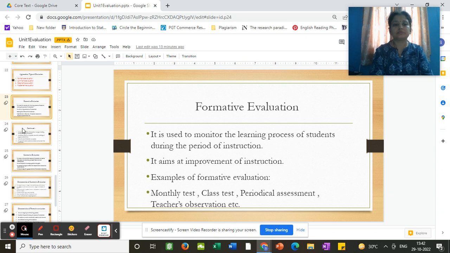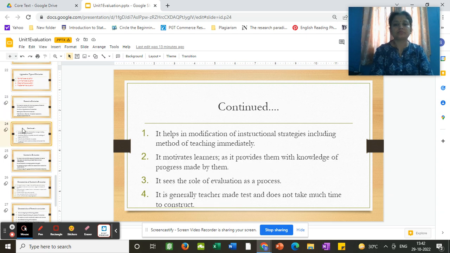The next is, it helps in modification of instructional strategies, including methods of teaching, immediately. It motivates learners as it provides them with the knowledge of progress made by them during the classroom activities. It sees the role of evaluation as a process. Here, the evaluation works as a process. It is generally a teacher-made test and does not take much time to construct.